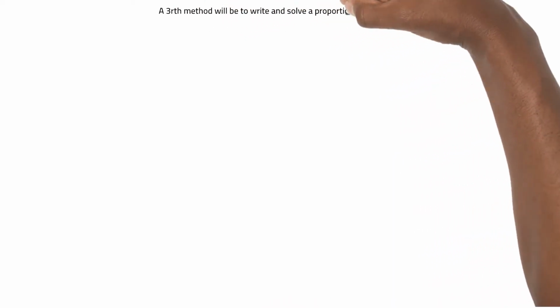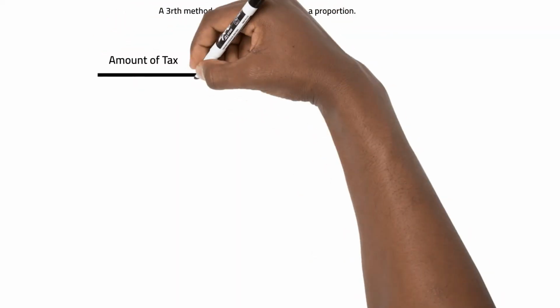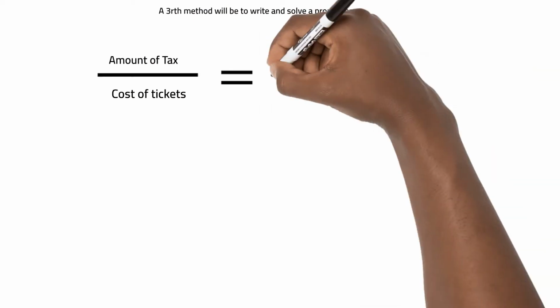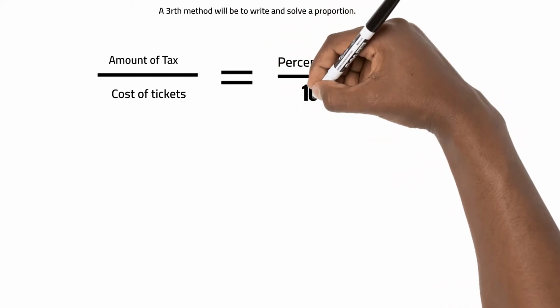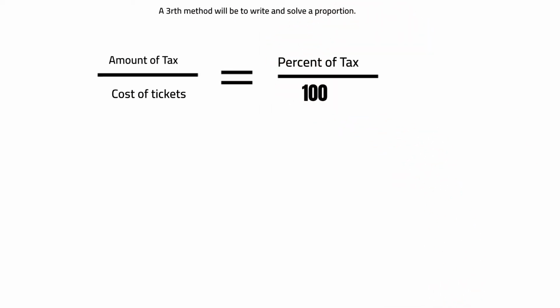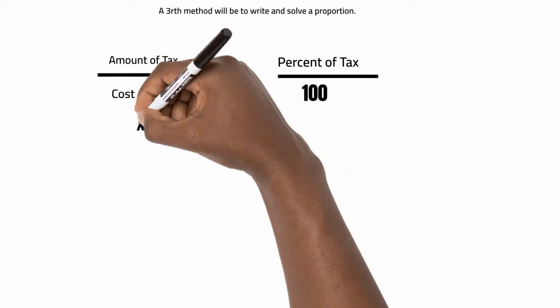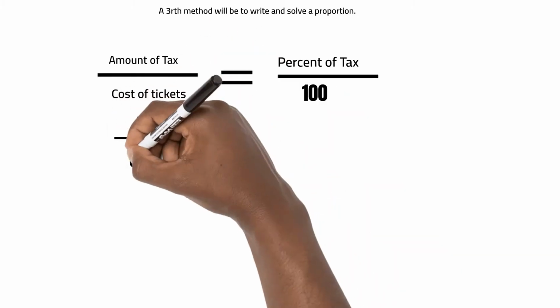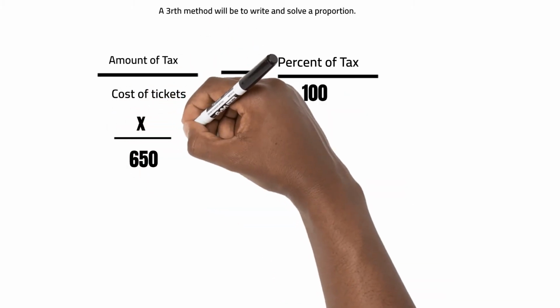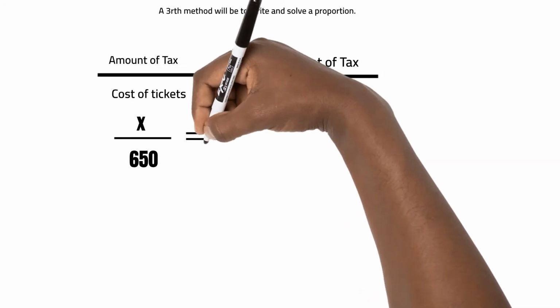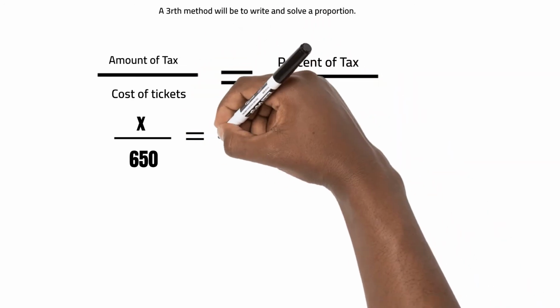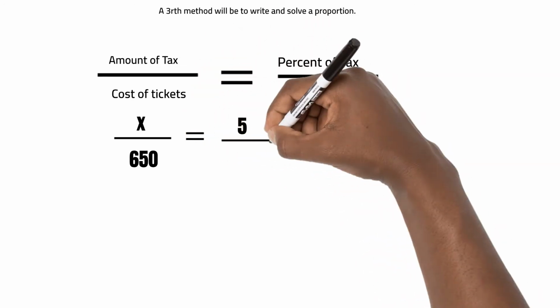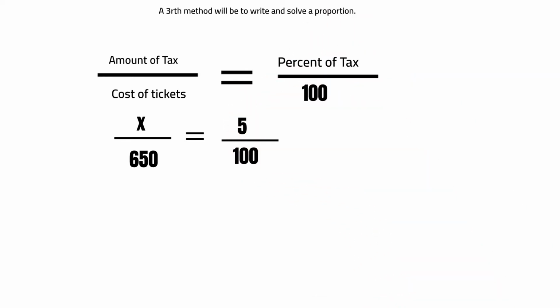A third method would be to write and solve a proportion. Amount of tax divided by cost of tickets equals the percent of tax divided by 100. Let us substitute what we have and solve for what we do not have. We do not have the amount of tax, so we will insert X. We have the cost of tickets, so we insert 650. We have the percent of tax, so we insert 5, and a denominator of any percent is always 100.